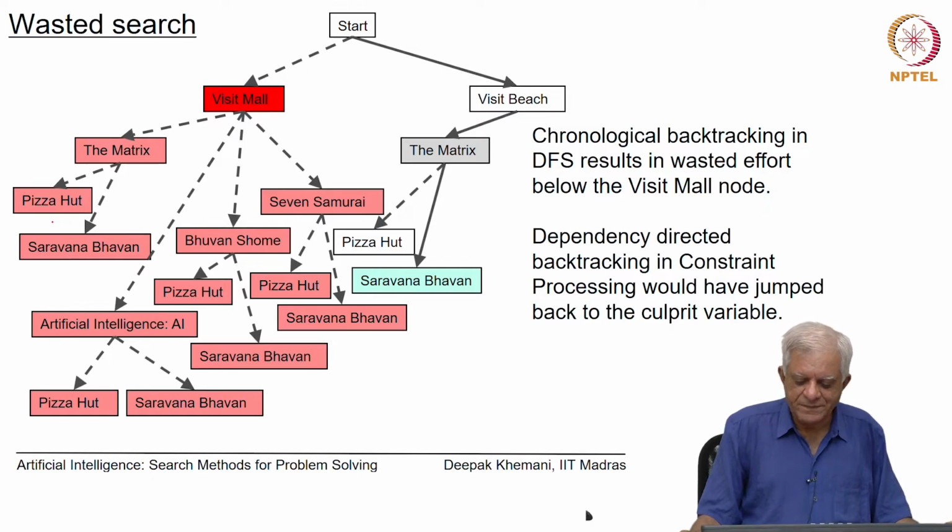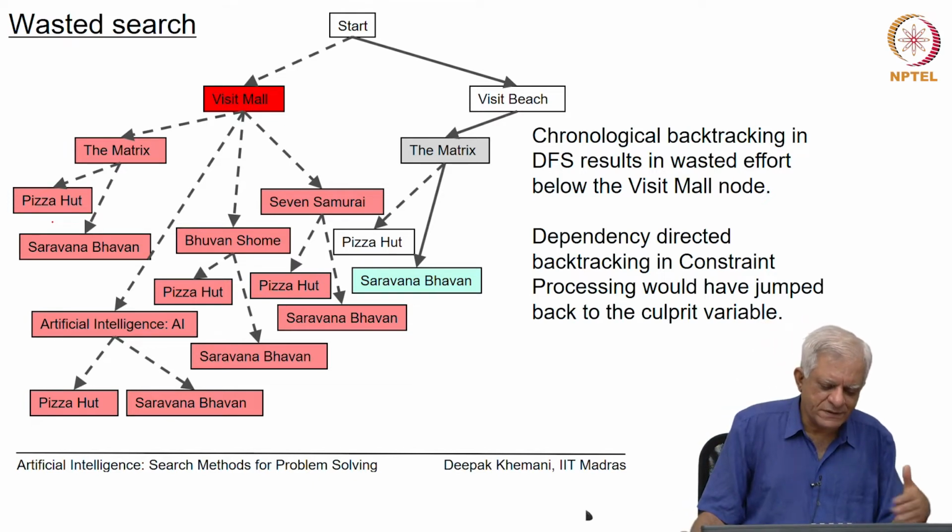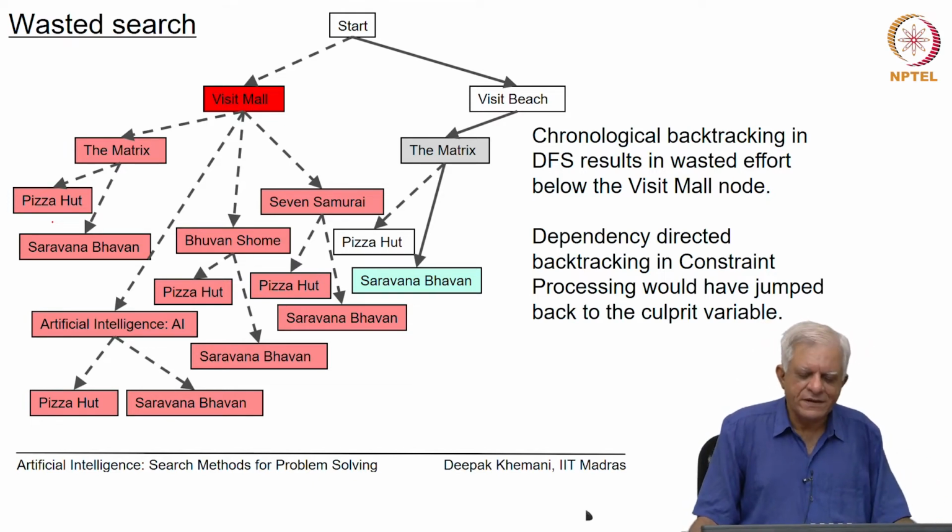But depth first search does chronological backtracking. So, after having been rejected for a solution, it first backtracks and tries a different film or a different restaurant. Then if that does not work, it goes back and tries a different film and so on, and only when it has completely explored this side where the first activity was mall, that it backtracks and goes to the second activity.